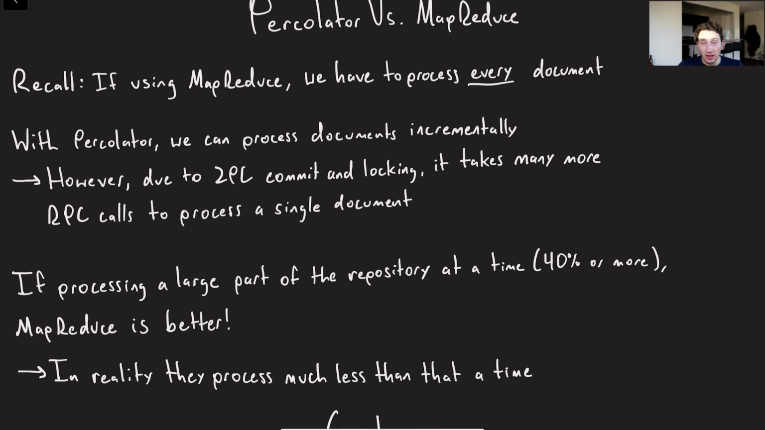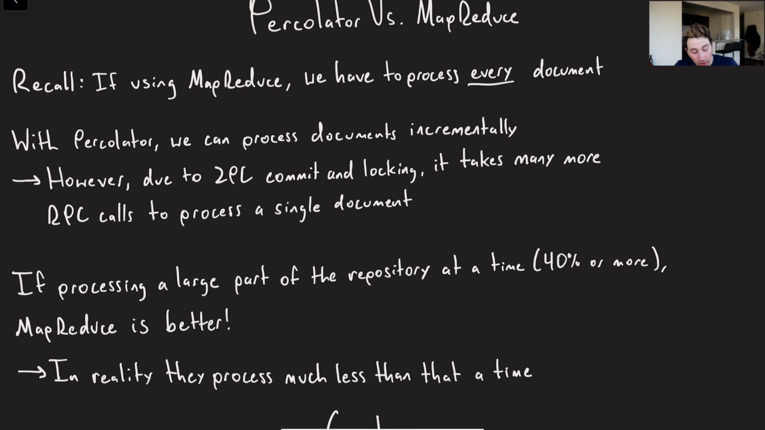So let's talk about Percolator versus MapReduce for Google's actual use case here. If we're using MapReduce, we have to process every document. Covered that piece already, hopefully fairly straightforward. With Percolator, all we have to do is go ahead and process documents incrementally. It comes in, we run the transaction that we need to run, we assign all the locks that we need to assign. We don't have to worry about our invariants changing as we're making that write.